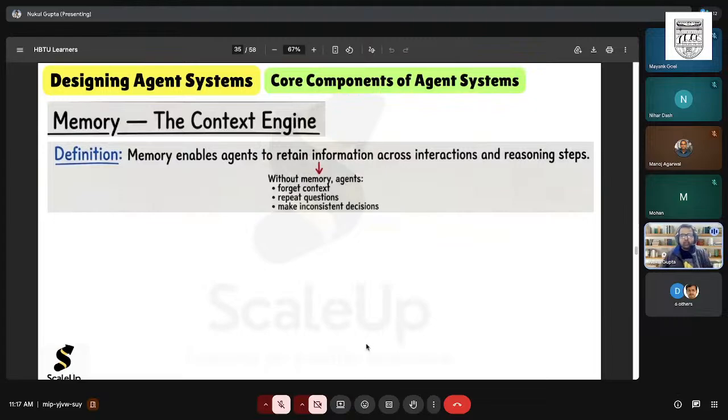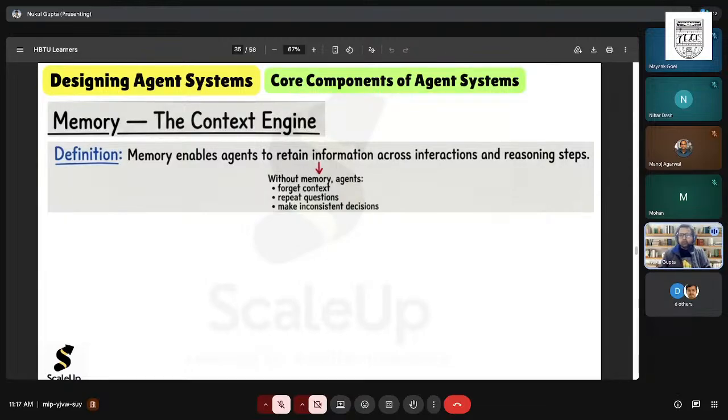Okay, now we'll discuss the next component. That is the memory, the context engine. Memory plays a very important role because we already saw that an LLM cannot remember anything. Every time we have to supply the context to it. The previous interactions also we have to supply in the prompt. Then only it will take that into consideration while generating the new response. So memory enables agents to retain information across interactions and reasoning steps.